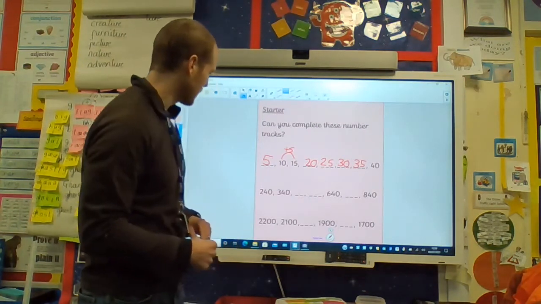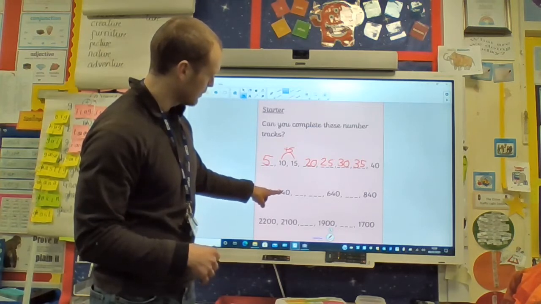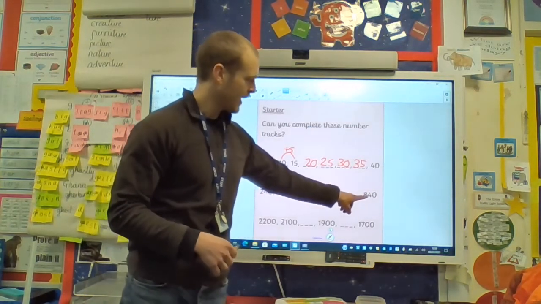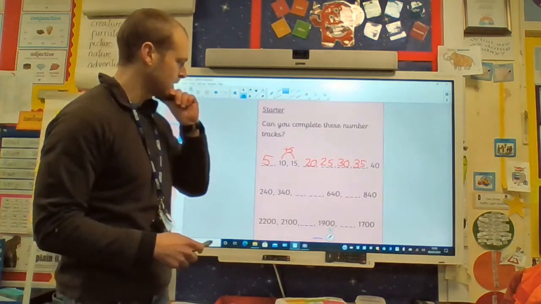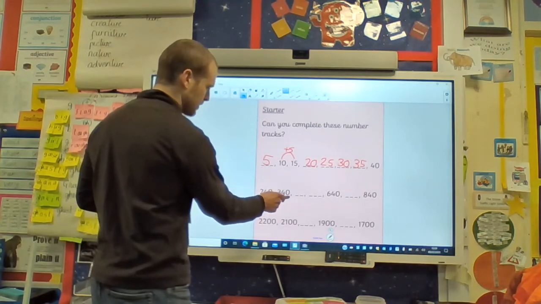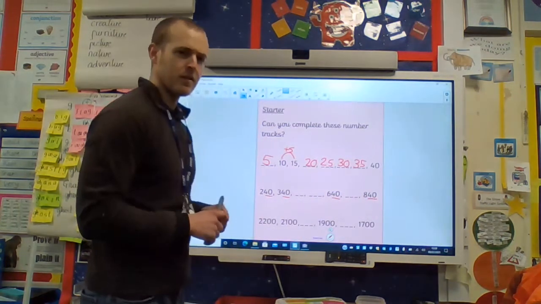Let's have a look at the next one. 240, 340, 640, 840. Now, the same with all of these numbers, we can see that our 10s and 1s are just 4 and 0. So it always ends in a 40.